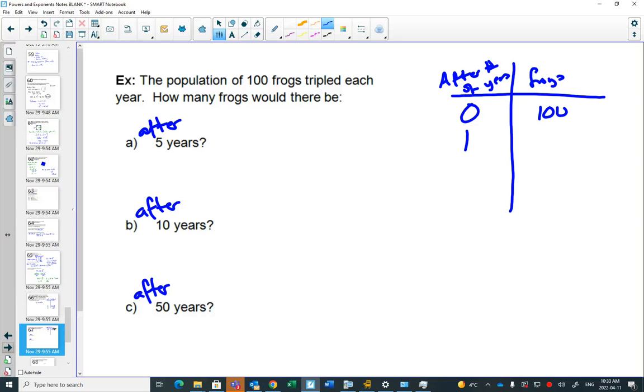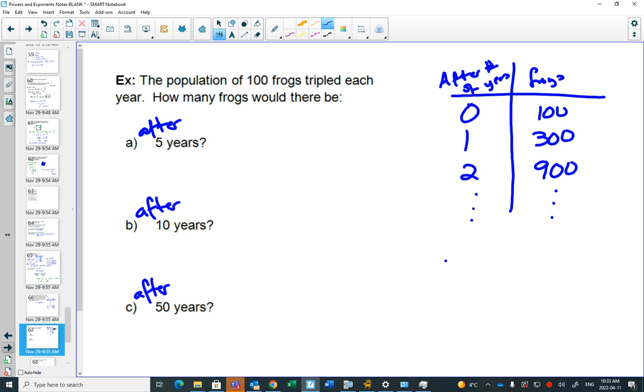No, it's tripling. Yeah, but you're tripling, which means you're timesing by 3. So after 1 year, there would be 300. After 2 years, there would be 900, because you triple again. Dot, dot, dot, it keeps going.